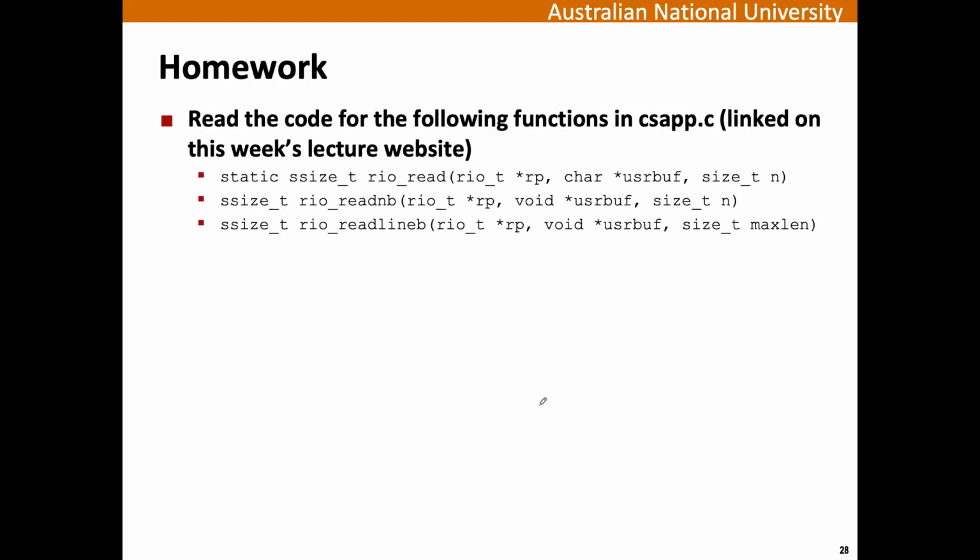So your homework is that, so csapp.c and csapp.h, we used it once before. We will be using it in the rest of the course, in assignment 2 as well, for sockets. And you have to read the code for these 3 functions and understand what is happening in the code. So I give you a brief overview.